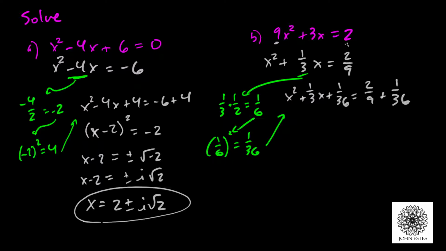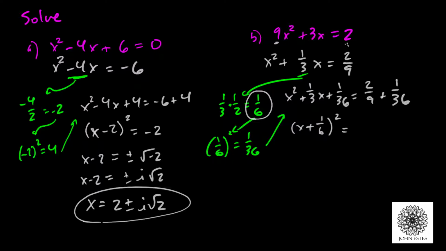Now, the trinomial on the left is going to factor as a perfect square, and it's not obvious what multiplies to give you 1/36 and adds to give you 1/3, but the answer will always rely on this. So this is going to factor as x plus 1/6 squared, and if you don't believe me, just try it out.